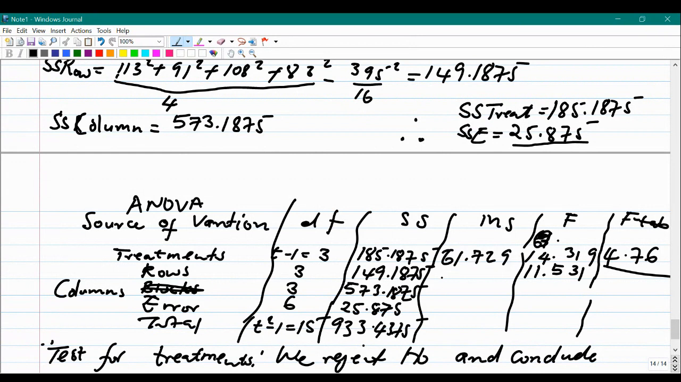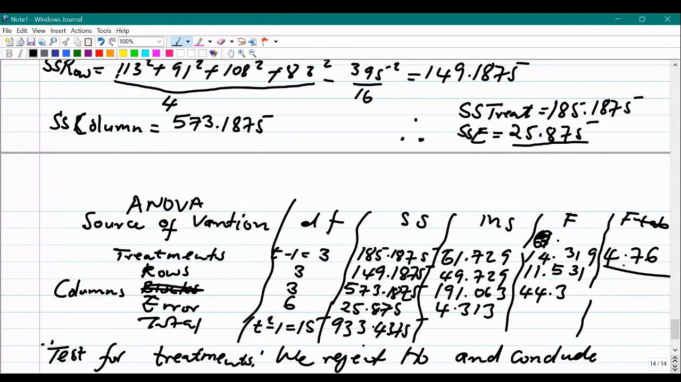61.729, right? Rows? 49.729. Columns? 191.063. And then error? 4.313. And then the column value for the column? 44.304.